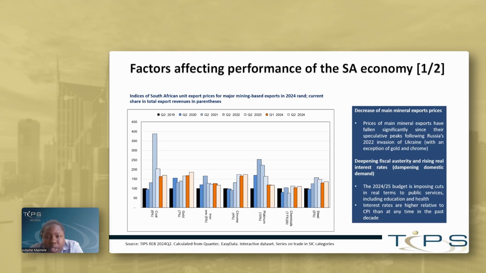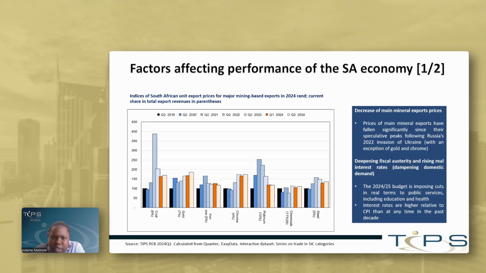So one is that there has been a decrease of main mineral export prices. From the graph, as you can see, prices of main mineral exports have actually fallen significantly since their speculative peak following Russia's 2022 invasion of Ukraine. Of course, you see chrome and gold have actually not been affected in that case.